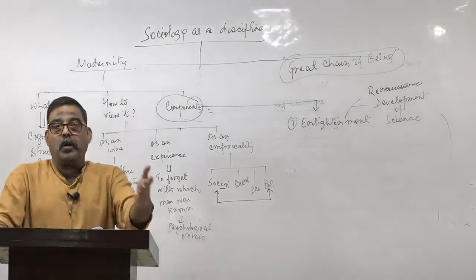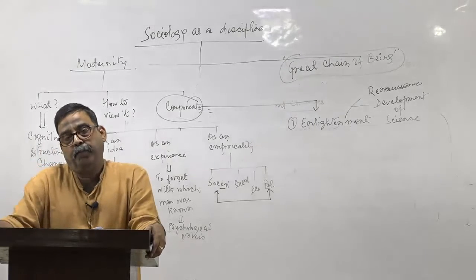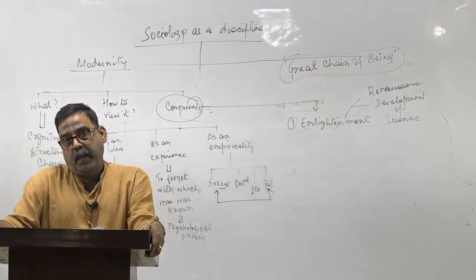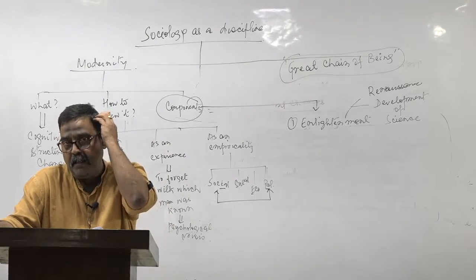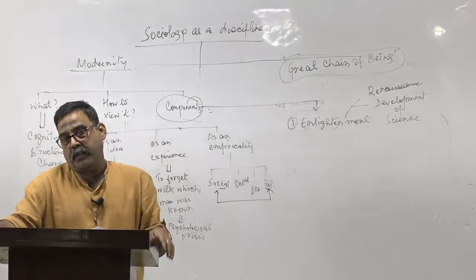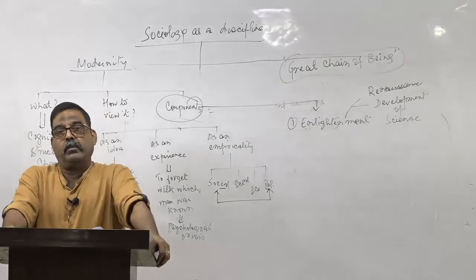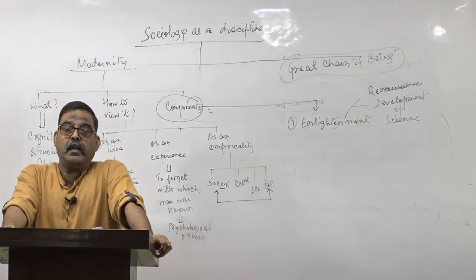One of the greatest scholars of Enlightenment, Immanuel Kant, said, sapere aude, have the courage to think. Every human has a reasoning faculty. We will have to use it. And we need to have that courage to think, to reason.